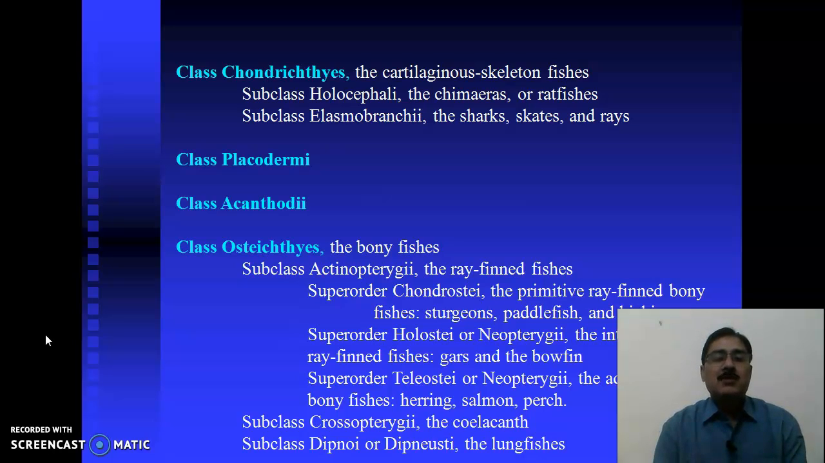The second subclass, the Crossopterygii, includes the coelacanth, and the third subclass is the Dipnoi, the lungfishes.